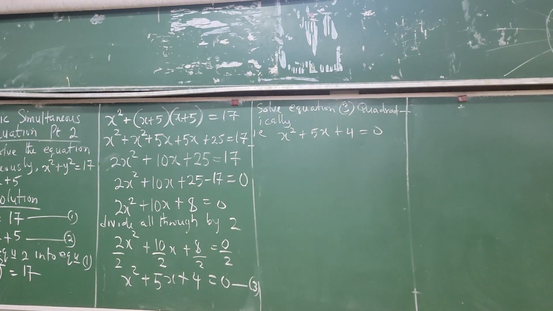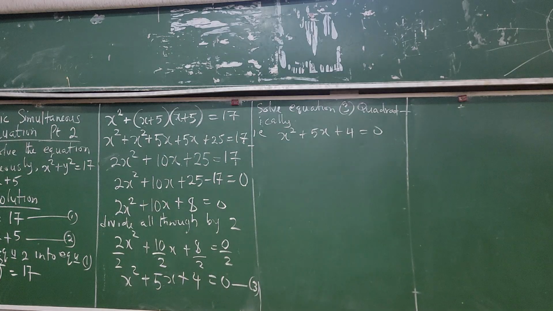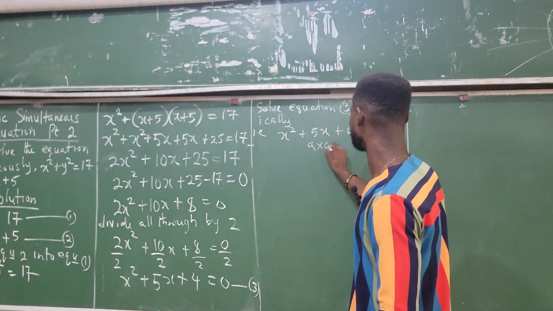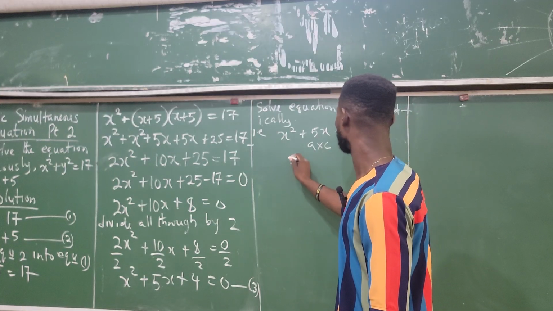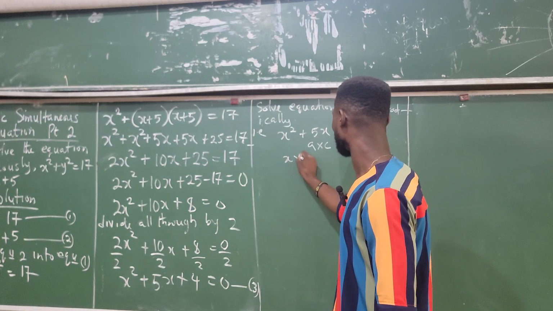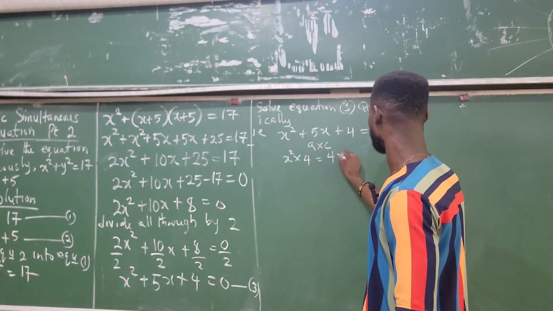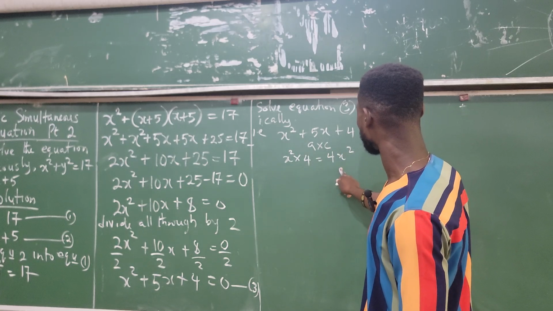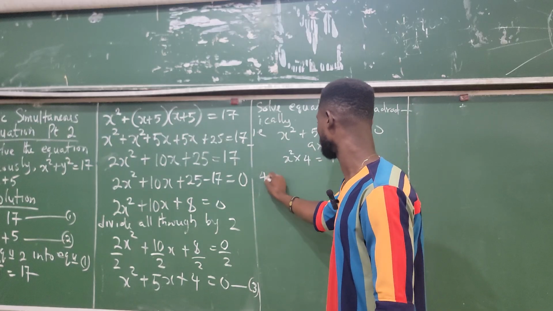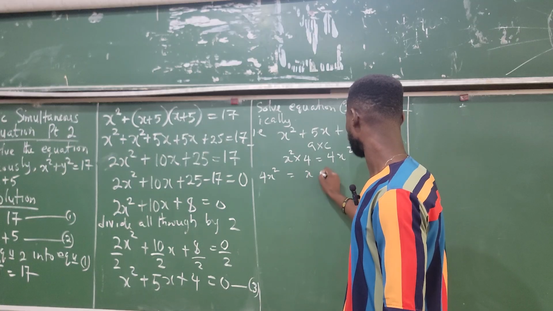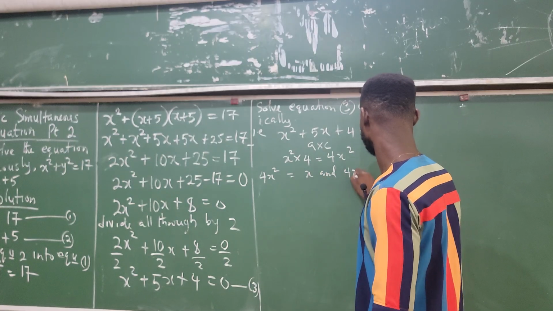Let's see if we can use factorization. Yes, we can use factorization method. We use a times c. We use x squared times 4, which will give you 4x squared. We need numbers that will give us 4 and also give us 5. For 4x square, that is x and 4x.